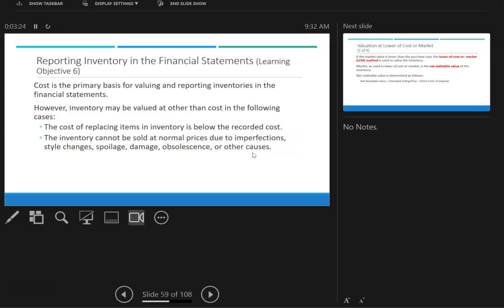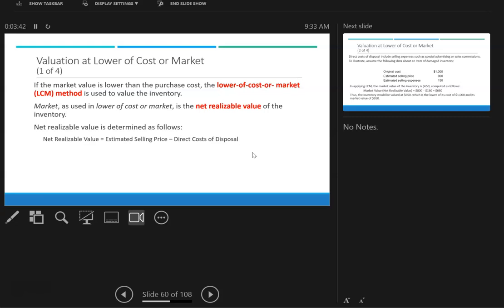Cost is the primary basis for valuing and reporting inventories in the financial statements. Inventory may be valued at other than cost when the cost of replacing items is below the recorded cost or there are issues with the inventory. There is something called lower of cost or market. If the market value is lower than the purchase cost, the lower of cost or market method applies. Market, in lower of cost or market, is what we call the net realizable value of the inventory. They'll usually tell you what that net realizable value is: it's the estimated selling price minus direct costs of disposal.